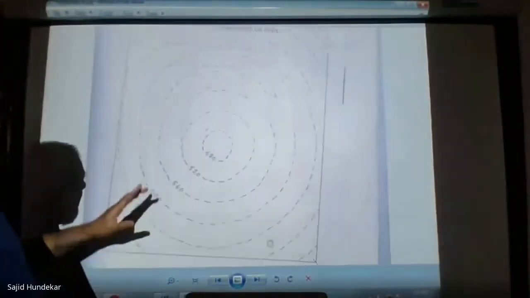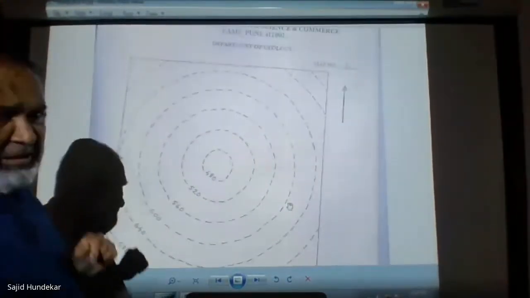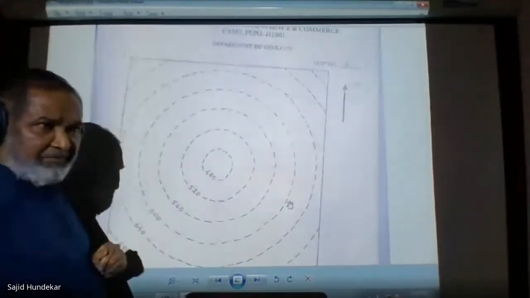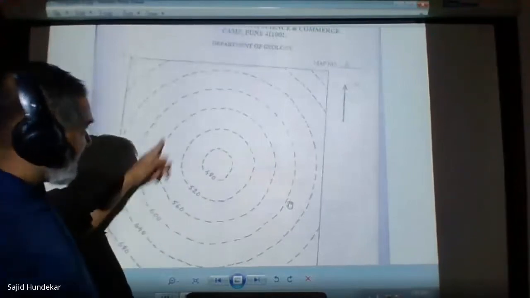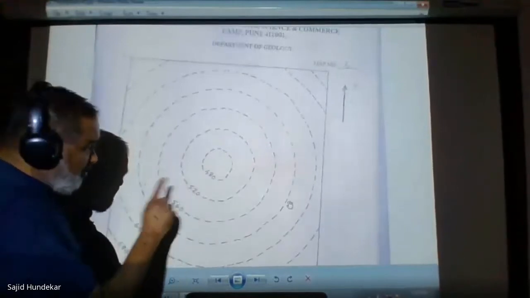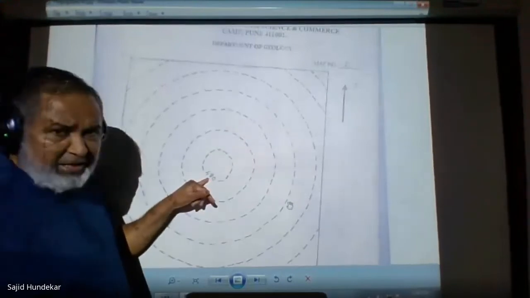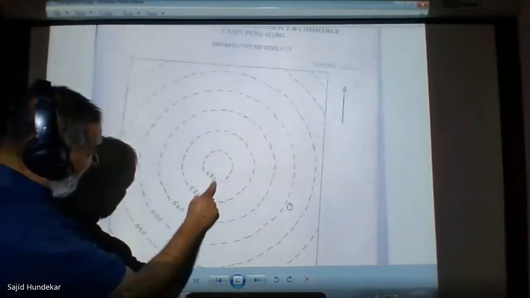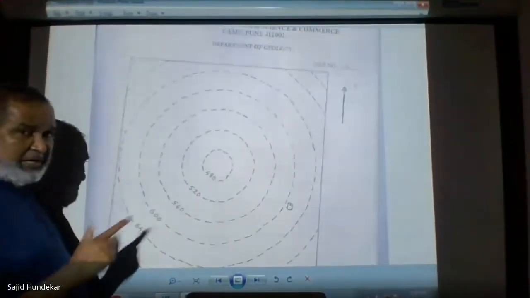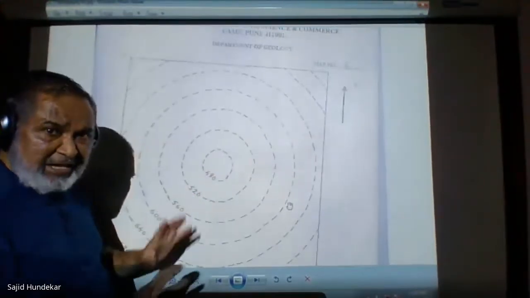Map number 2 now. It is exactly the reverse of what we had in the first map. Again, the first sentence: it is a closed, concentric, circular contour pattern. All contours are uniformly spaced. Second, the contour values from the center towards the periphery go on increasing. At the center it is 480 meters, and as you go, 520, 560, 600, 640, 680. In the earlier one it was 600, 580, 560, exactly reverse.